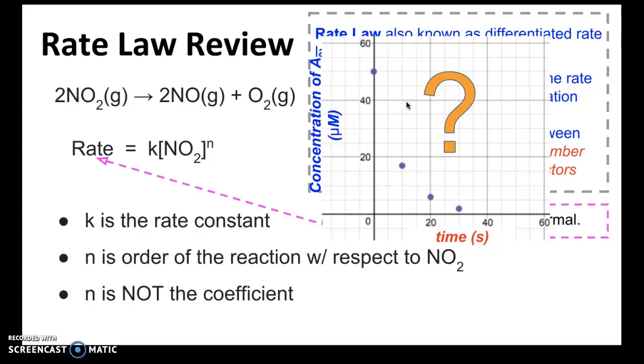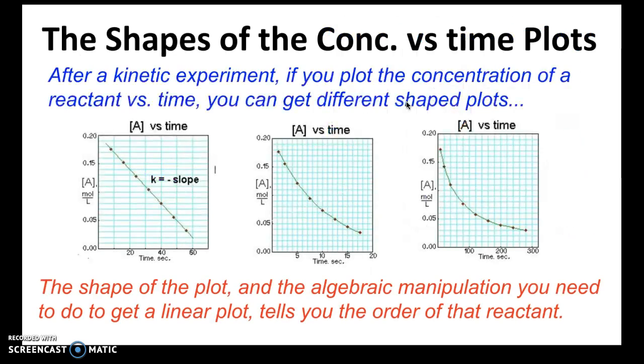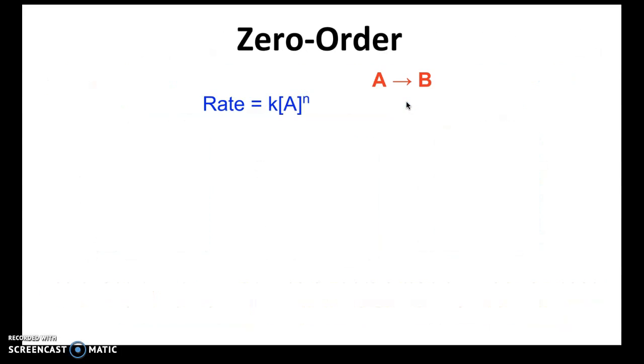So now the question is, how would we use data like this plot to find the rate law? Because remember, to find the rate law, we need the rate constant, our k, and then the rate order with respect to that reactant. So it turns out that you can get that from the plots of concentration versus time. And you can get two pieces of information. You can get the rate orders from these plots, and you can also get the rate constants. So let's look at these in turn. There are basically three types of rates that we're going to be looking at: zero, first, and second order.